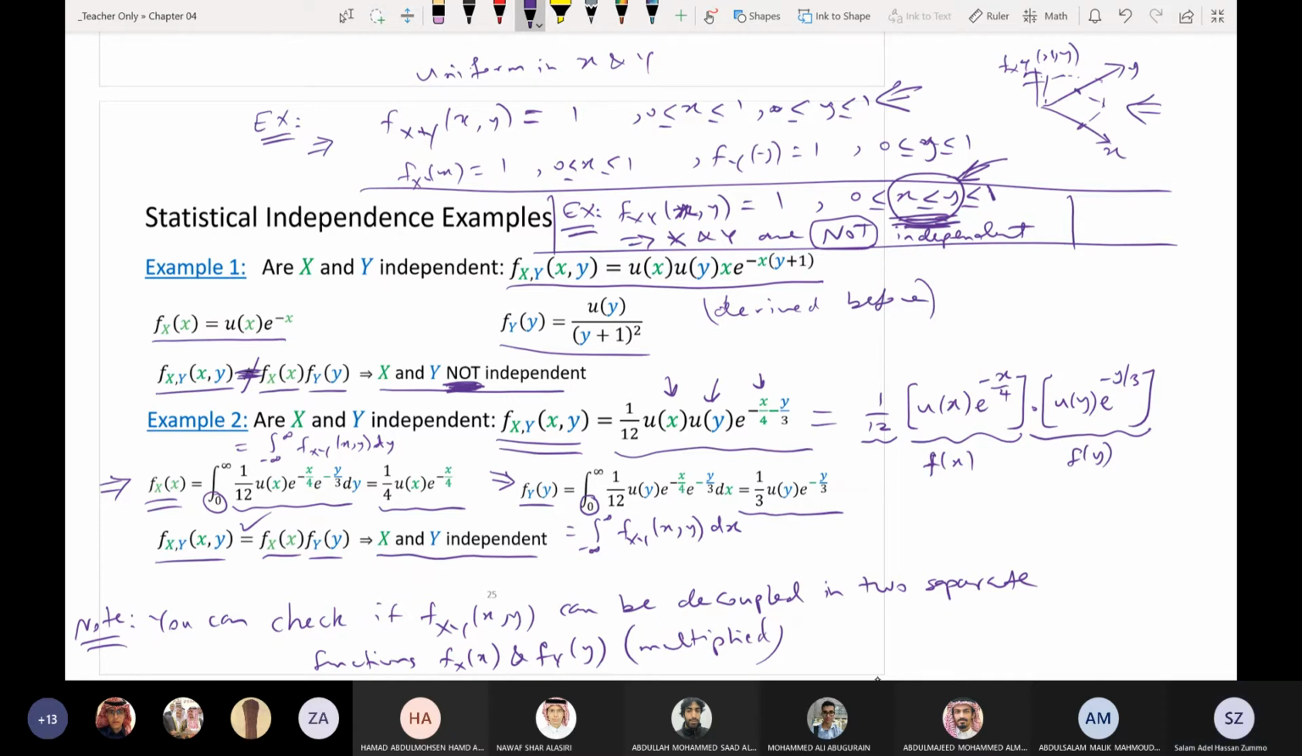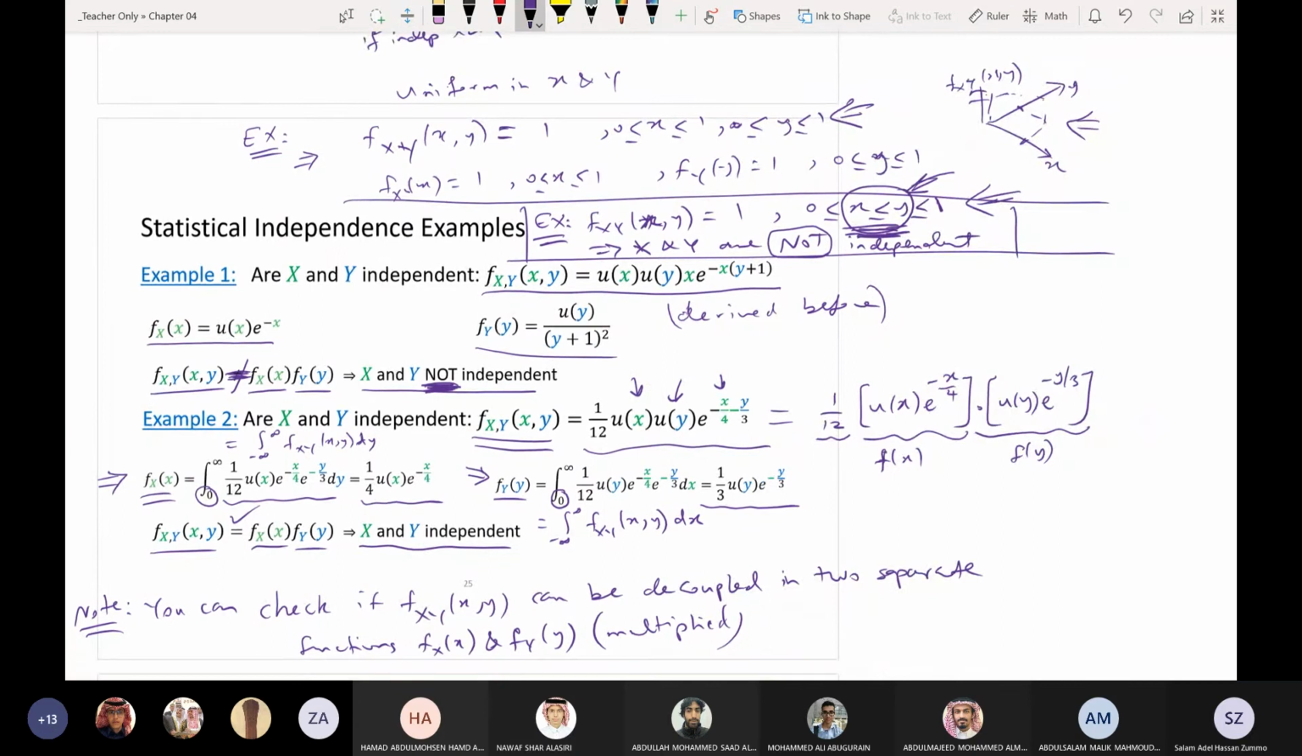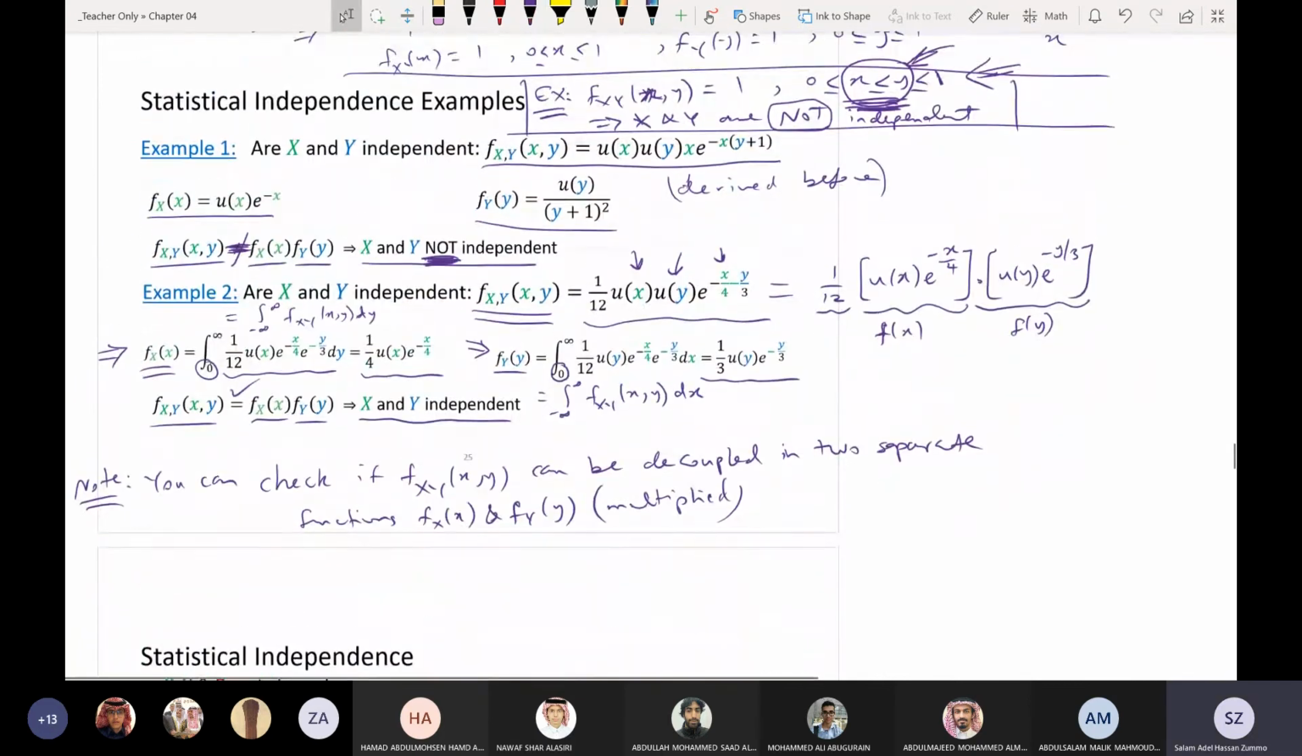Clear? Yes, yes. So this is not a uniform. This second PDF is not a uniform distribution in x and y. Not uniform, because here x is always less than y. Yeah, this is not defined for x less than y. Clear? Not defined, sorry, for x larger than y. Yes. Okay? Any other questions, guys?